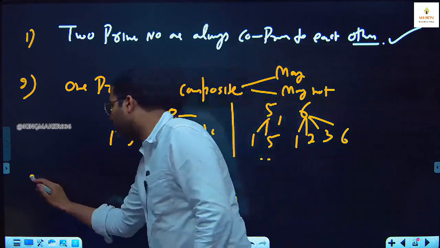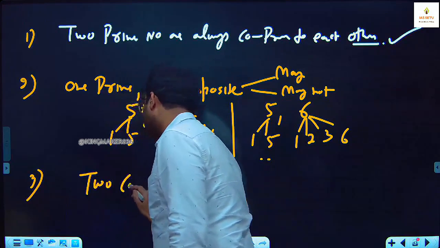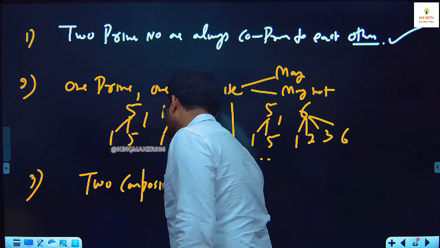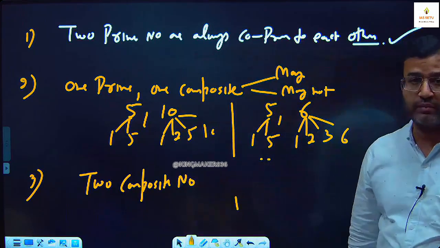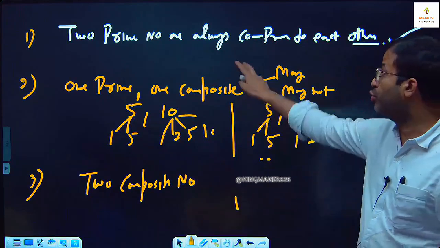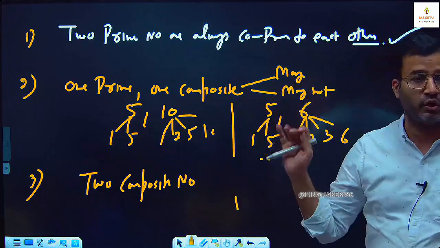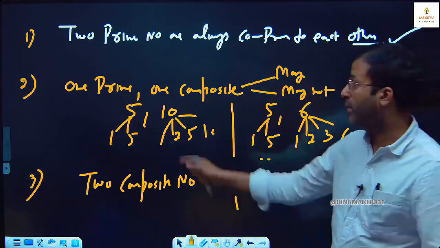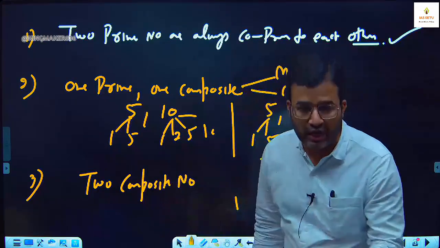Similarly for two composite numbers. There is no compulsion that two composite numbers are always co-prime or not. May or may not. We have to check it. Two prime numbers, no need to check. Two prime numbers are necessarily co-prime. वो तो होने ही होने co-prime है. But one prime, one composite, we can't say. Two composite numbers, we can't say. We have to check it.